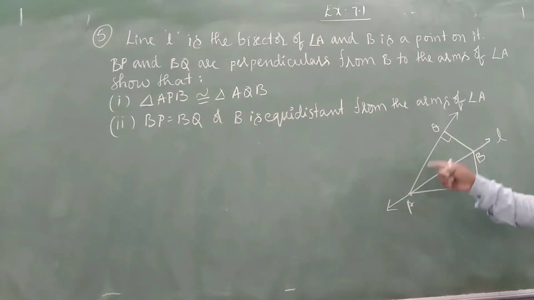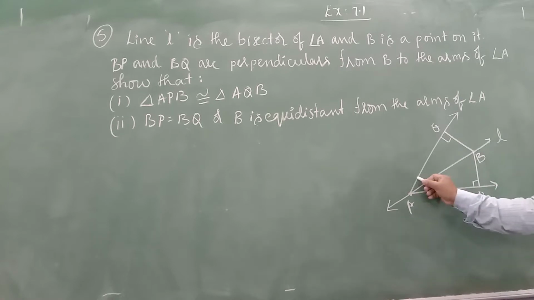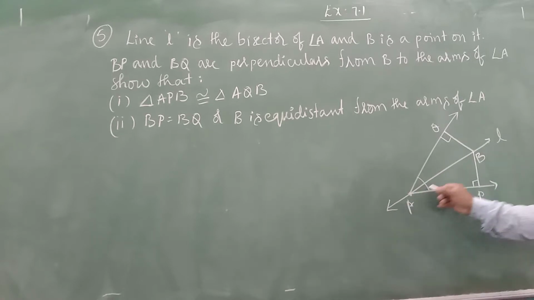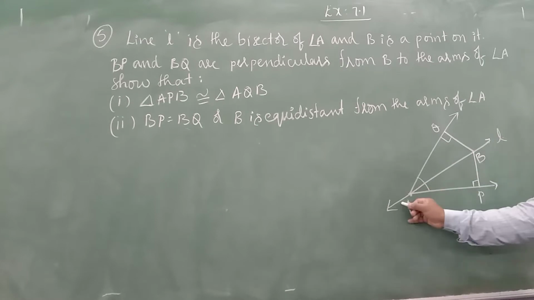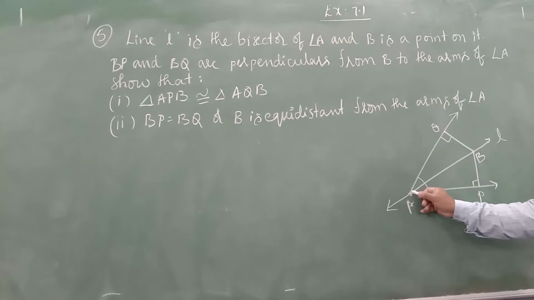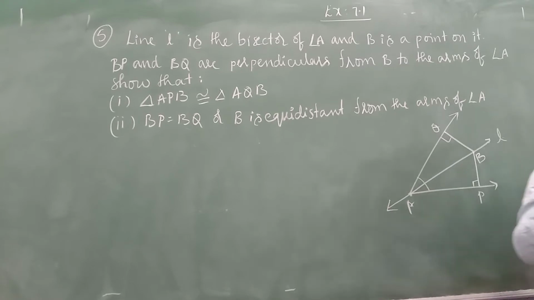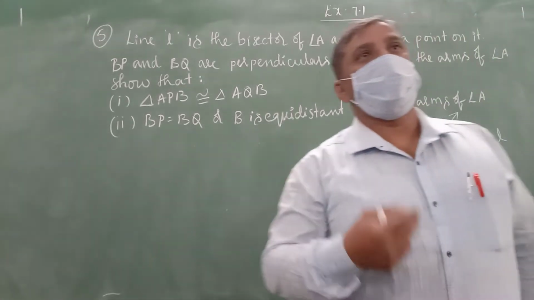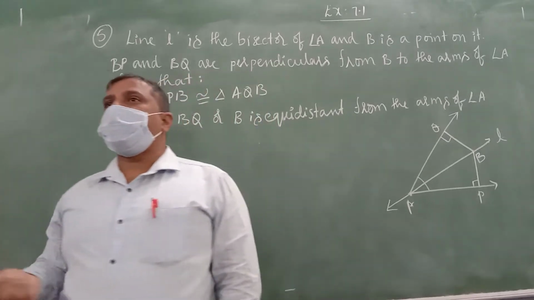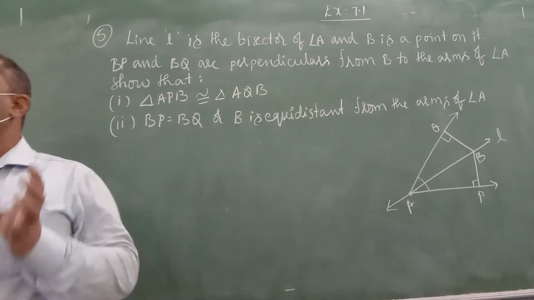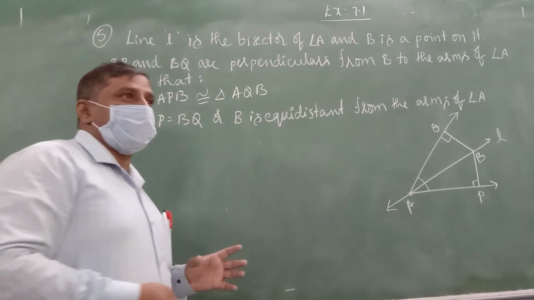Here the figure is given. This is angle A. Now this is the line L. This line L is the angle bisector of this angle. What is an angle bisector? Bi means two, sector means dividing, dividing into two equal parts. What are those two parts? Angles. That's why it is called an angle bisector.